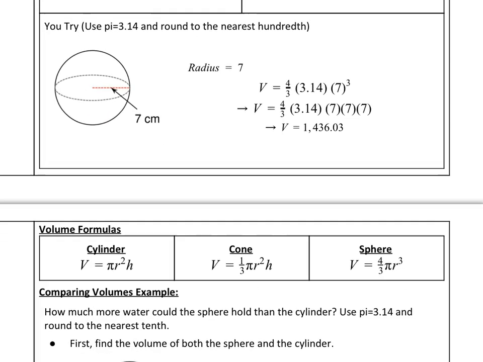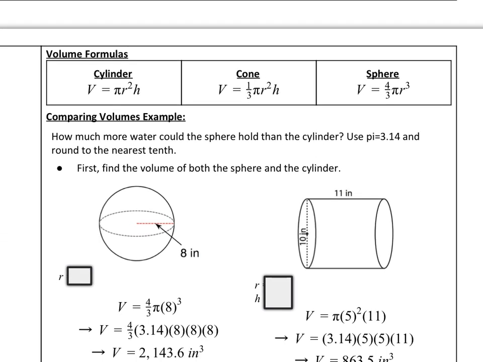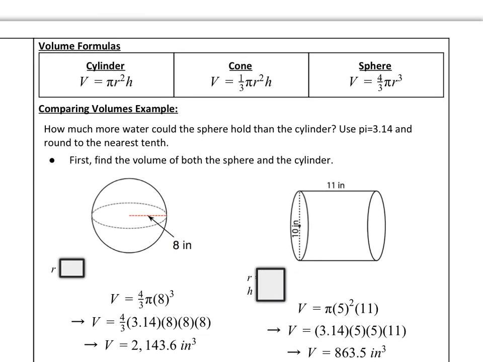All right, flip your page over. For this next section, we're going to reference back to all 3 of our volume formulas. We have cylinder, cone, and sphere. And here's an example where we compare volumes one to another. Here's the question. How much more water could the sphere hold than the cylinder?